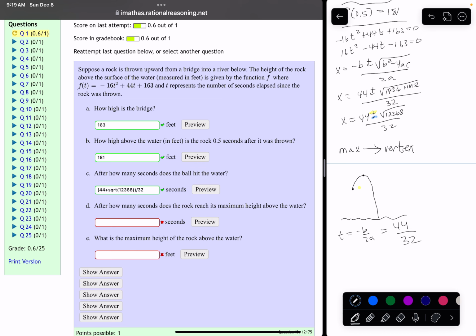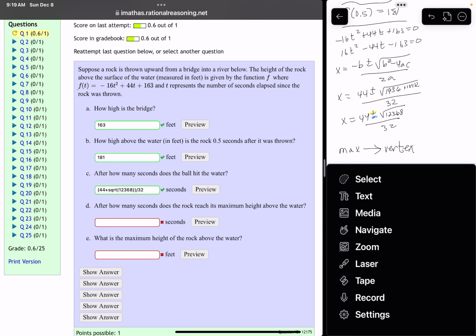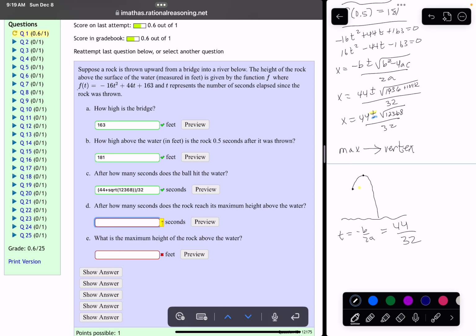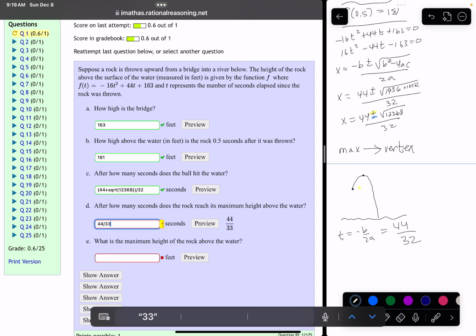2a was 32. It is this portion, let me show you. It is this portion of your quadratic that is always your vertex's x. So let's just put that in there. Okay, so 44 divided by 32.